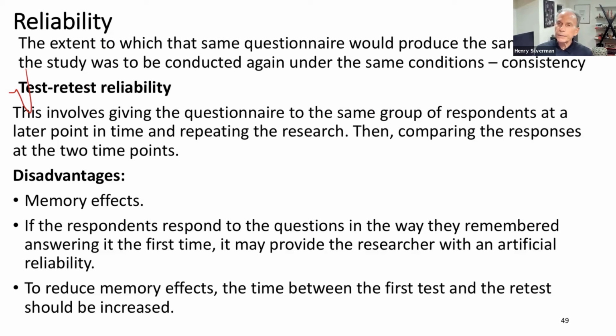Now, one disadvantage of this method regards memory effects. For example, if the respondents respond to the questions in the way that they remembered how they answered it the first time, it may provide the researcher with an artificial reliability. To reduce the memory effects, the time between the first test and the retest should be increased. And the recommended time interval is about 10 days to 2 weeks.